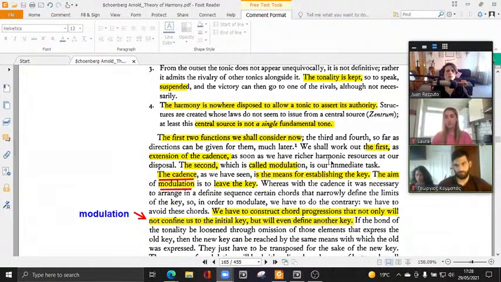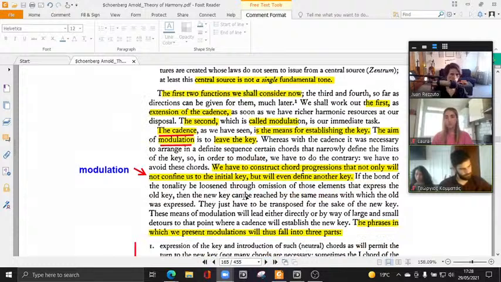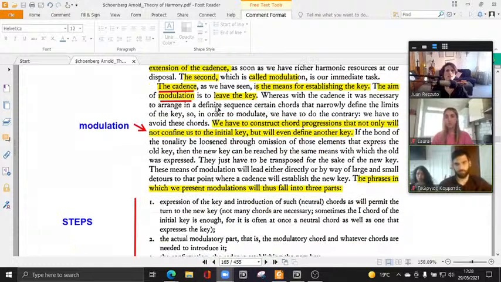As soon as we have richer harmonic resources at our disposal, the second, which is called modulation, is our immediate task. The cadence, as we have seen, is the means of establishing the key. The aim of modulation is to leave the key. So far, so good. Whereas with the cadence it was necessary to arrange in a definite sequence certain chords that narrowly define the limits of the key, in order to modulate we have to do the contrary. We have to avoid these chords.